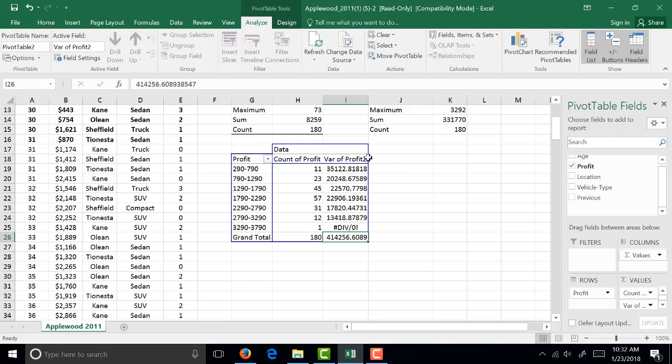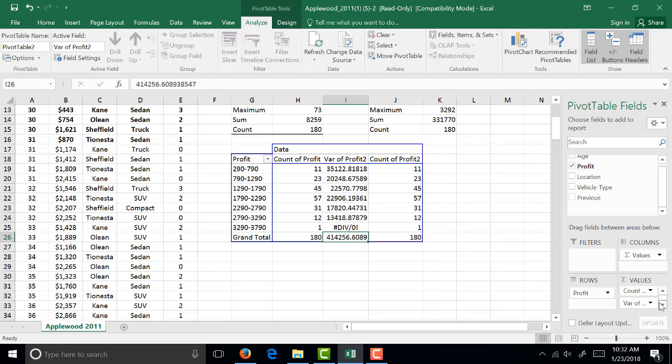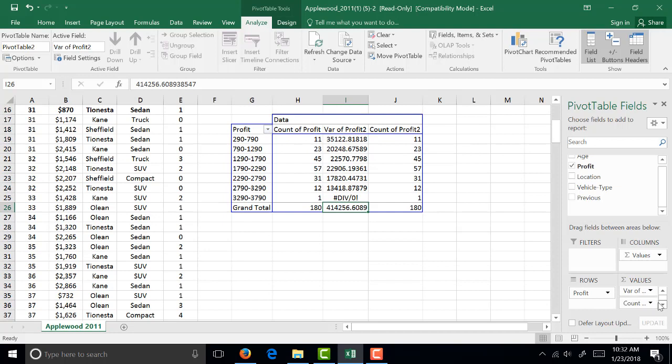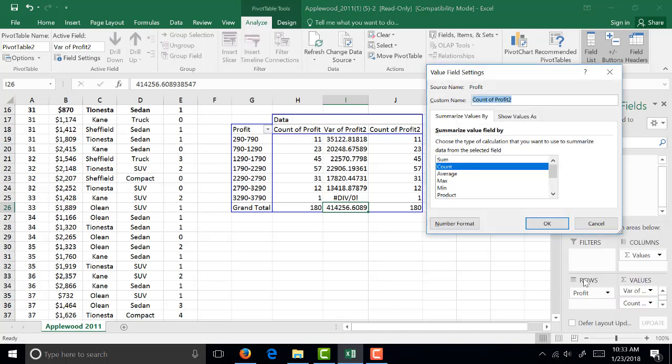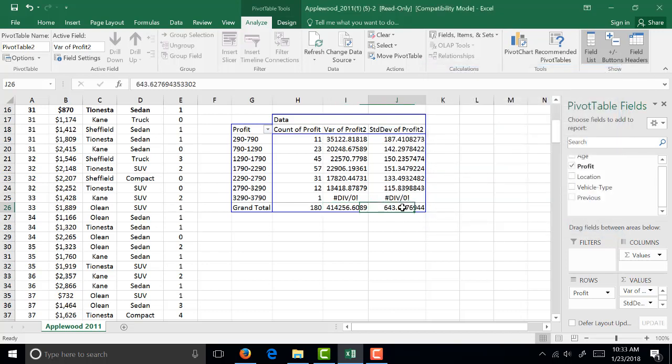Now I'm going to pull this down and do the standard deviation. But I've got to scroll down. This is actually a little too small, but I'm going to take this drop down where it says count now, and I'm going to change my value field settings, and I'm going to do my standard deviation. And now I have my standard deviation of 640.62.